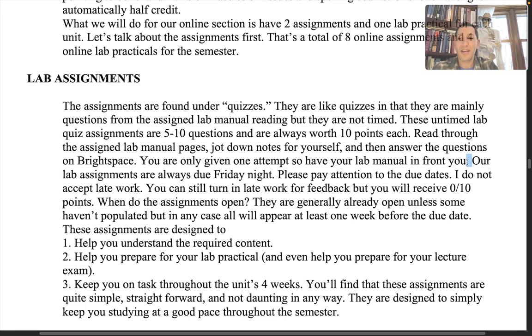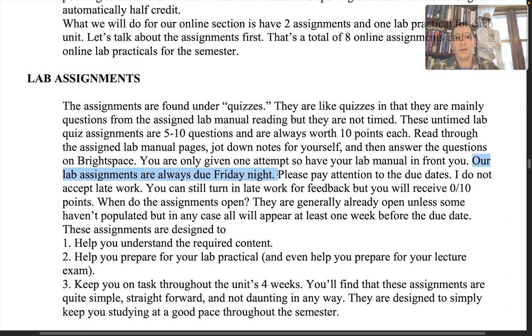Our lab assignments are always due Friday night. So just to not confuse you, I'm going to have everything in the class always due Friday night, Friday night, Friday night. If for some reason there's no class on Friday, don't worry, I won't make it due on Friday, but it'll just be due sometime the next day, so Saturday. It will be in our schedule.